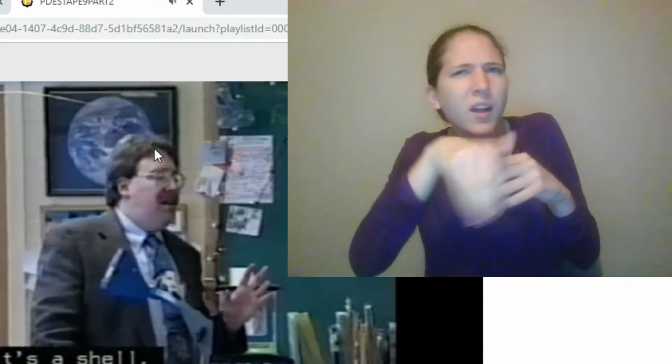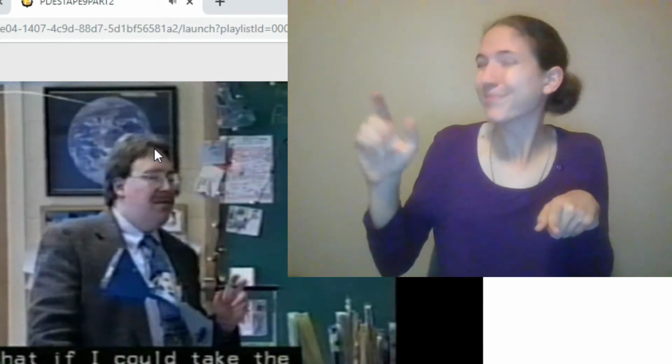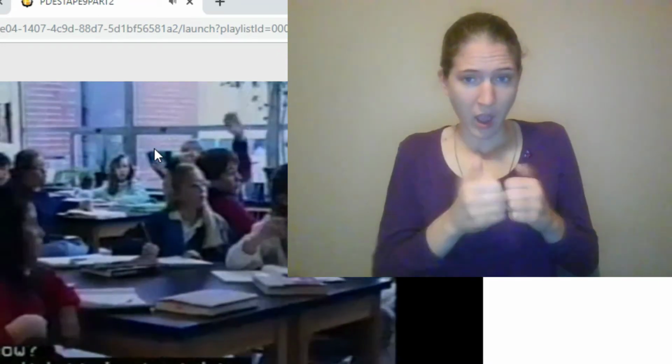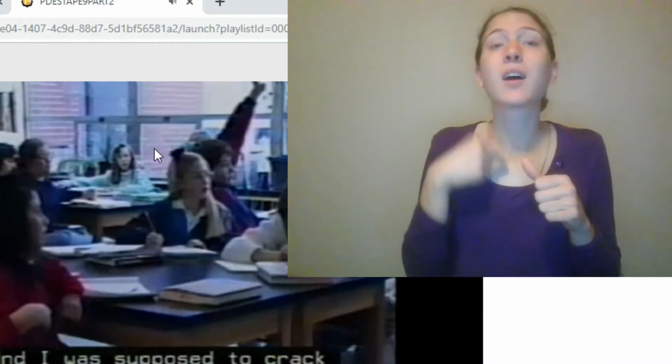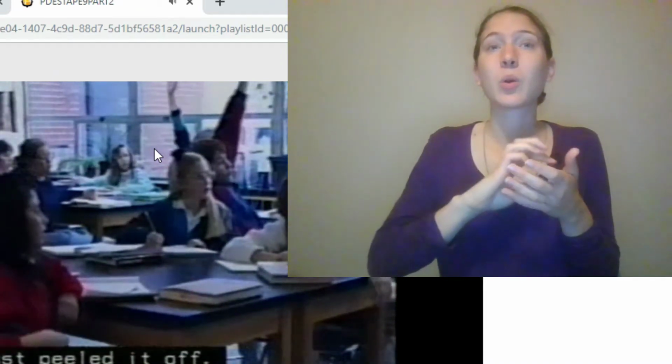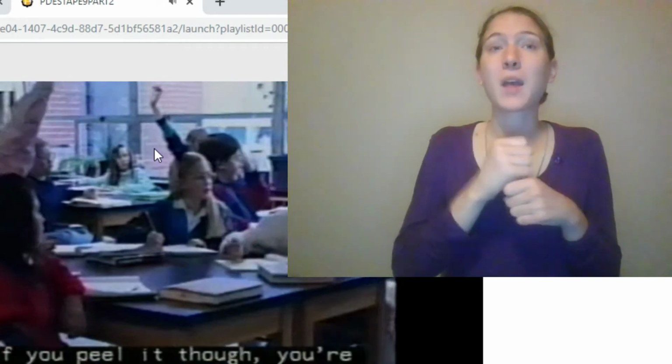So what if I could take the shell off and leave the membrane intact? Does anybody know how you could do that? Yes. How? I did it last night. I was helping my mom make chocolate chip cookies, and I was supposed to crack the egg, and I didn't, and you just peel it off. Okay, if you peel it though, you're going to break it. How about Brendan?